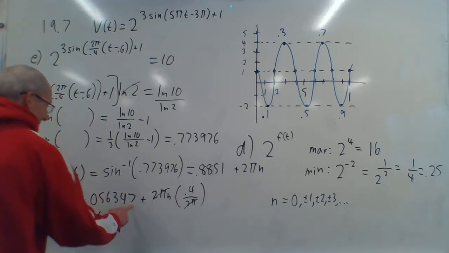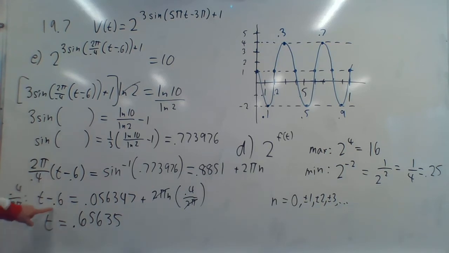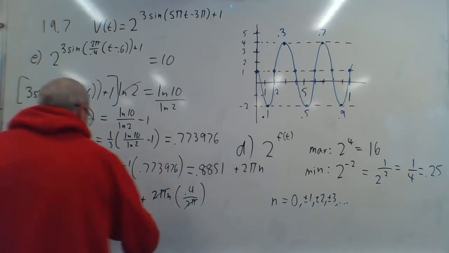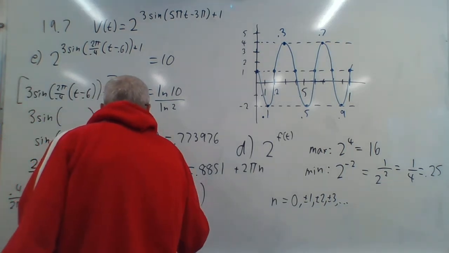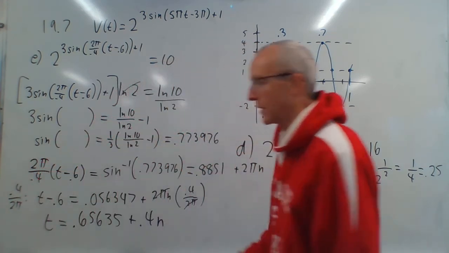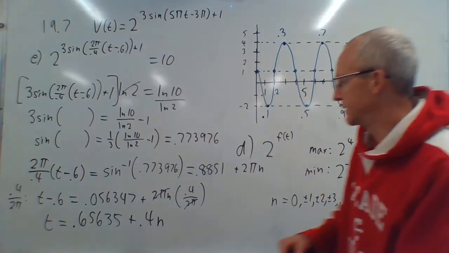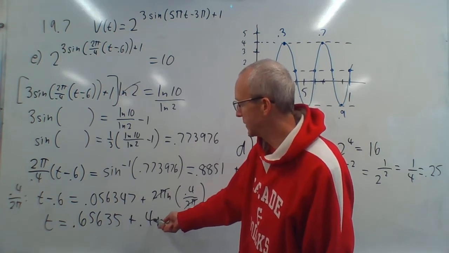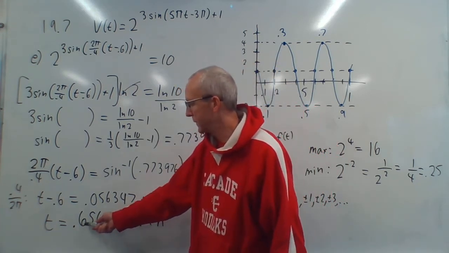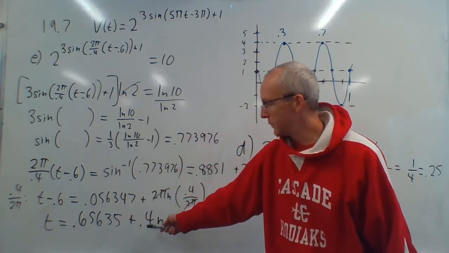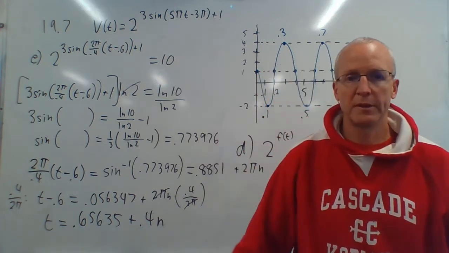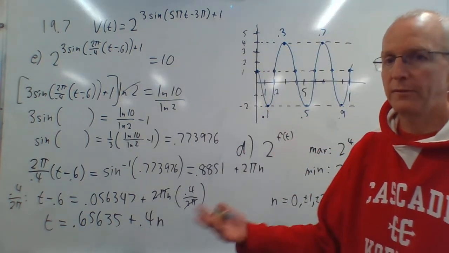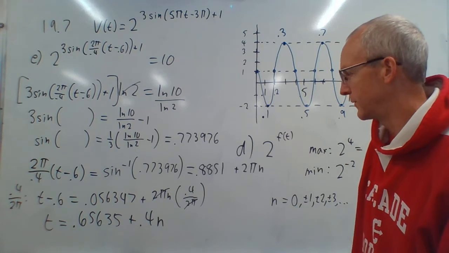0.6563, let's call that a 5. So it runs off to 5. Right, we just add the 0.6 to there, plus 0.4n. Those are all the answers we have. n can be 0, it can be -1, -2. We can take away 0.4 from this, we can add 0.4. Again, multiples of the period, because every 0.4 seconds it repeats itself, right?